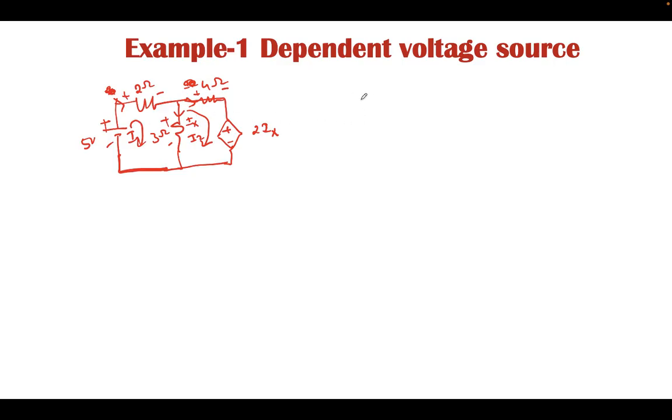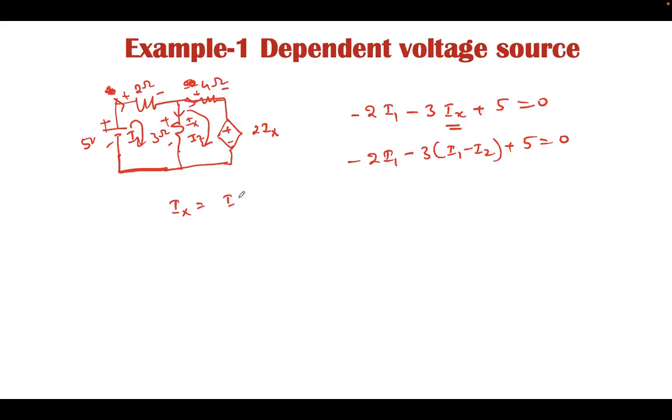Now in this case, the KVL equation will be minus 2I1, then minus 3Ix, and Ix is I1 minus I2, then plus 5 is equal to 0. So minus 2I1 minus 3(I1 minus I2) plus 5 is equal to 0. Here we can say Ix is I1 minus I2 in this branch, and this is the first equation.